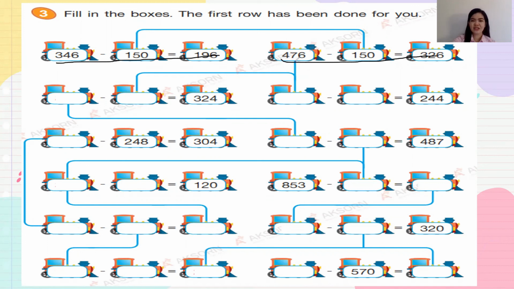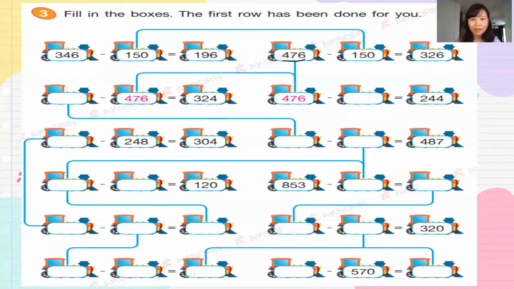So you're going to look for the line. Follow the line and then copy what's in the box. So the number is 476, right? So you're going to write also 476 here and 476 here.